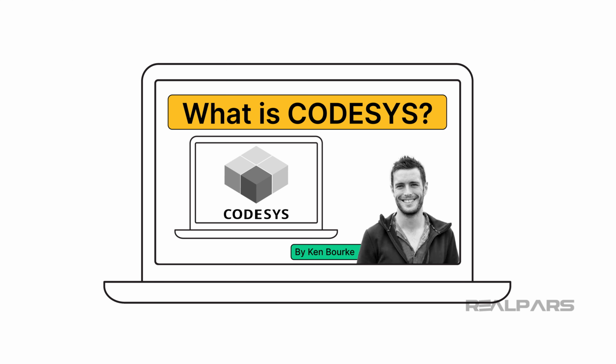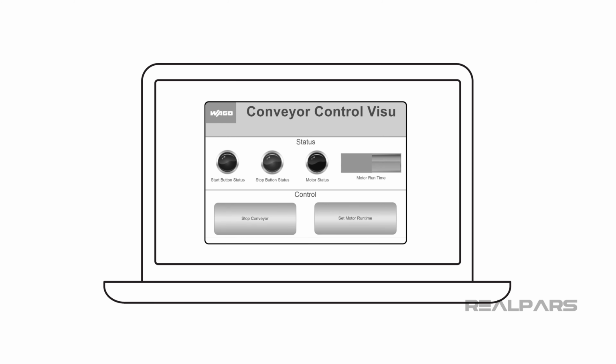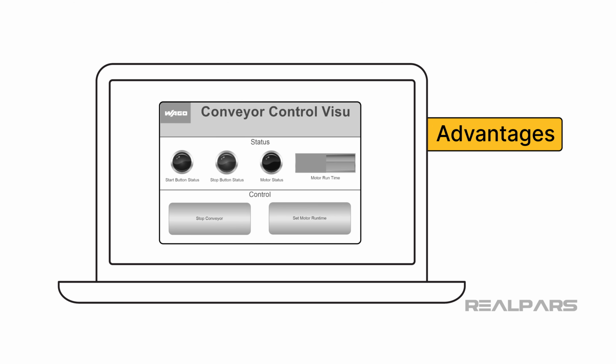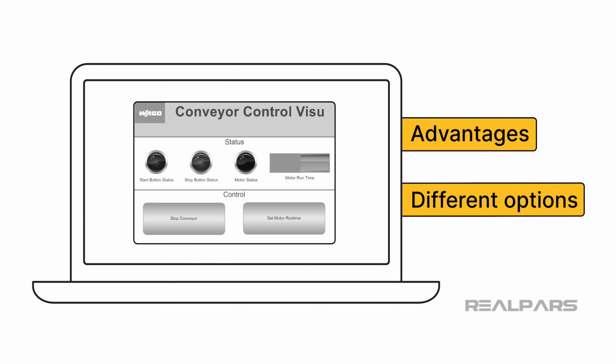In my previous video, I explained what CODESYS is and why it's such an exciting technology in the industrial automation space. If you missed that video, you can find it linked in the description below. In this video, I will give you a brief introduction to the advantages of developing visualizations with CODESYS and the different options that are available for deploying a CODESYS visualization.